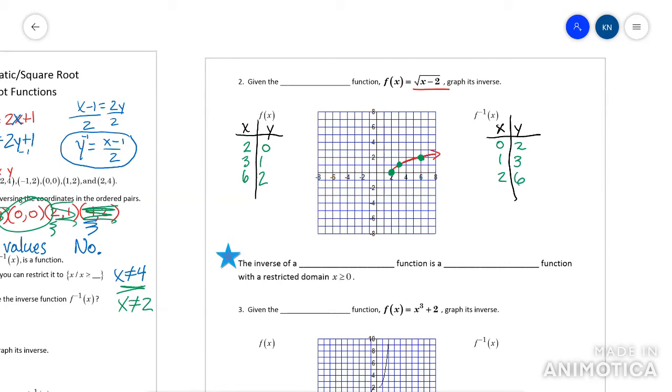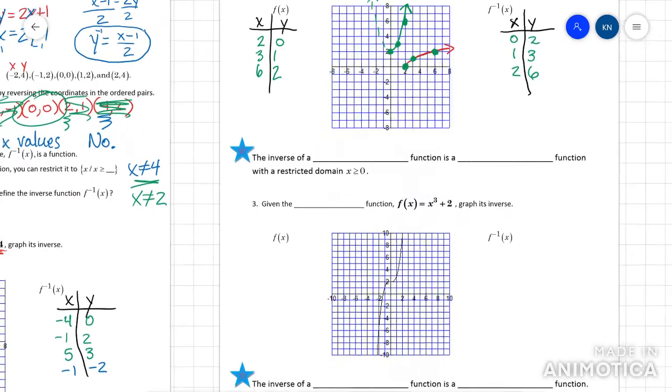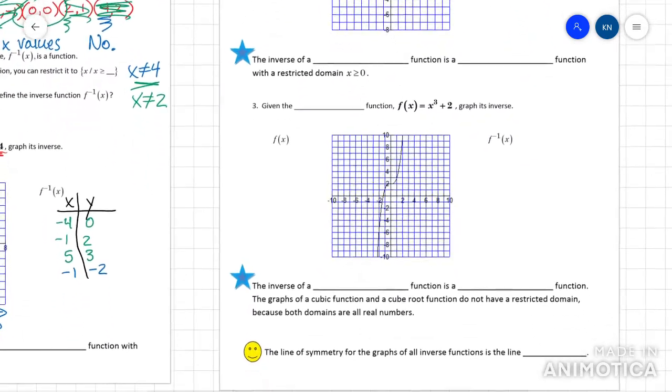I would plot those points, 0, 2, 1, 3, 2, 6. Here's the inverse of that function. Now, the inverse of a square root function, which was red, is actually a quadratic. And so you need to realize there's another imaginary section of this. The only reason it doesn't show up is because we had to restrict that domain. Let's keep moving. Don't be too confused about the restricted domain part.